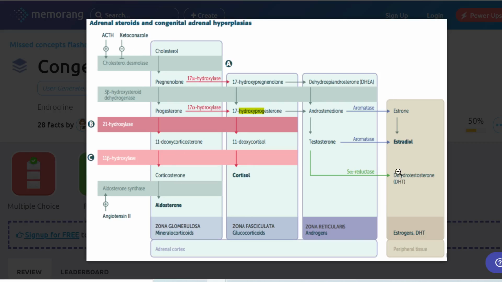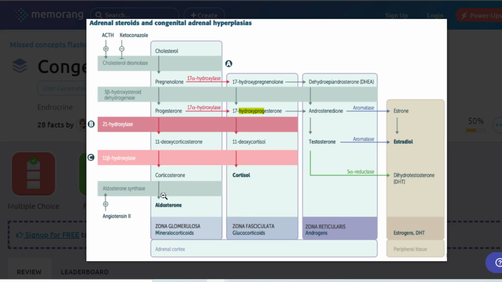You can see here the adrenal cortex. The adrenal cortex has the zona glomerulosa, fasciculata, and reticularis. In the glomerulosa, there is synthesis of mineralocorticoids. In the fasciculata, there are glucocorticoids, that is cortisol, and in the reticularis there are androgens or sex hormones.